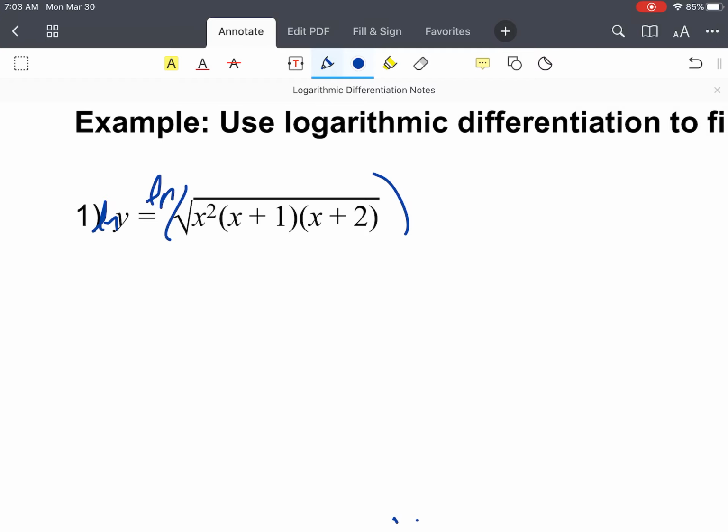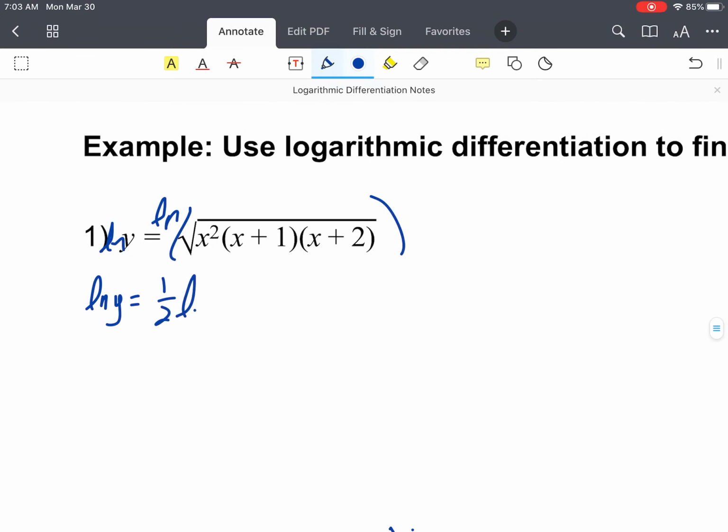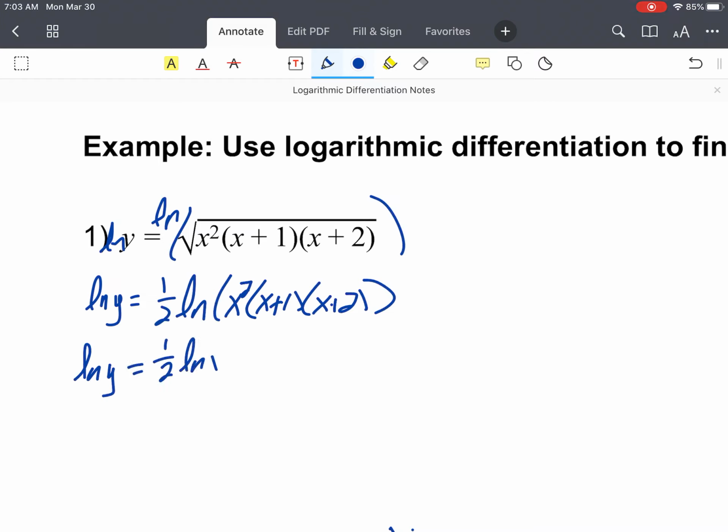All right. So we start by taking the natural log of both sides. Now the natural log of y equals, and we're going to expand this logarithm out. So that square root is the same thing as a 1/2 power, so I'm going to bring that down in front. Then I'm going to split those things up with addition.